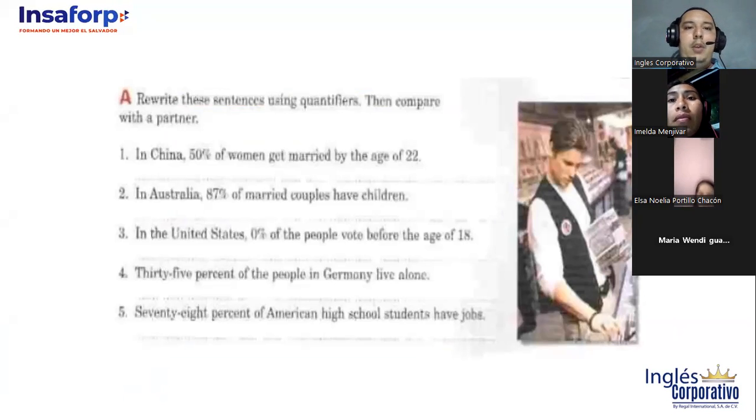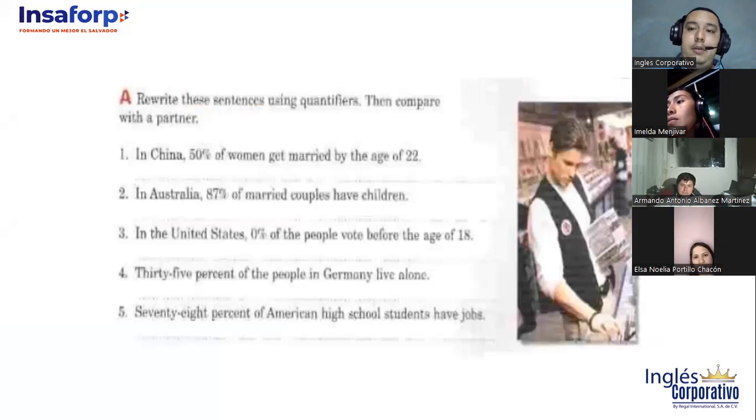And here we have, rewrite these sentences using quantifiers, then compare with a partner. Guys, what does rewrite mean? Reescribe. Reescribe, or we are going to write again the sentence that we have here. Here we have one statement. In China, 50% of women get married by the age of 22.